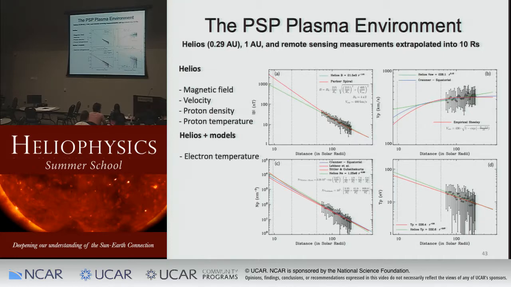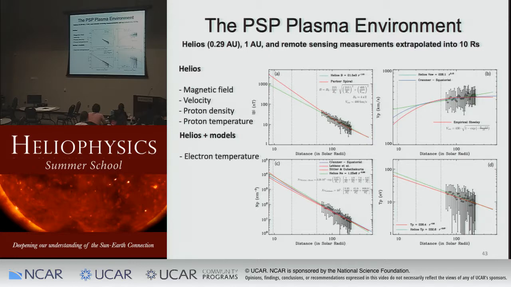Okay, but to design instruments, you have to go beyond qualitative things like that. So if you look at what we know about the solar wind, this is the density, the magnetic field magnitude as a function of altitude, radius from the sun. This is the solar wind speed.